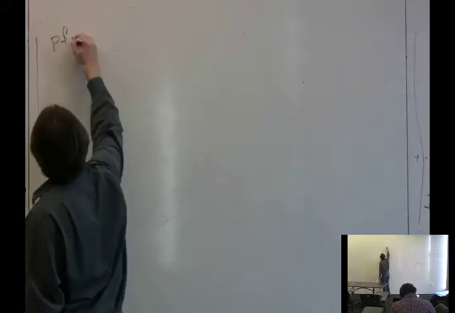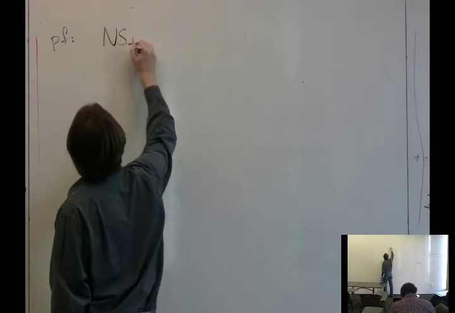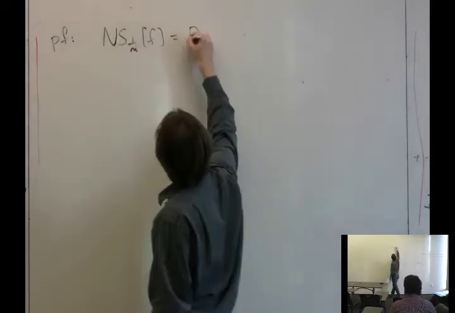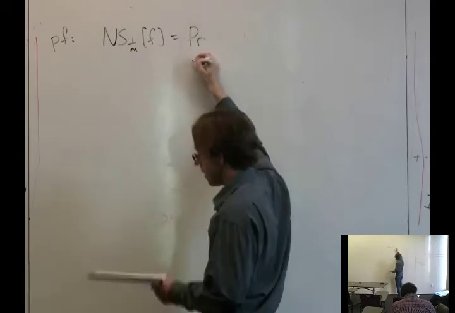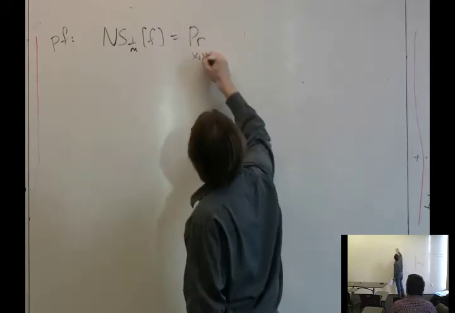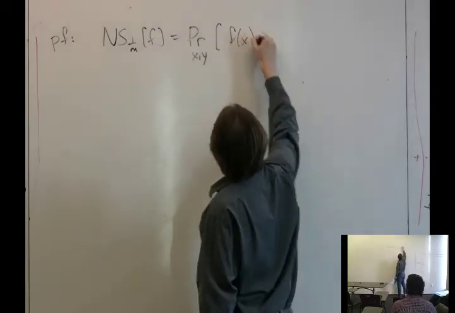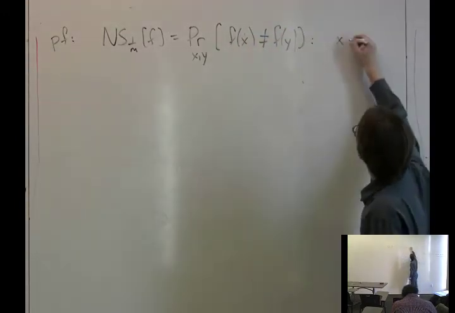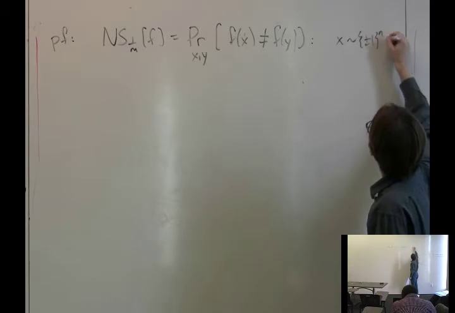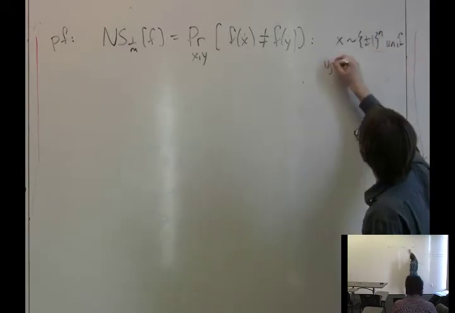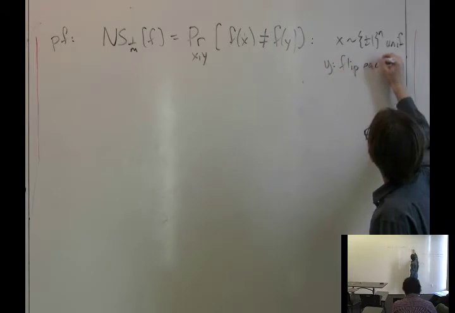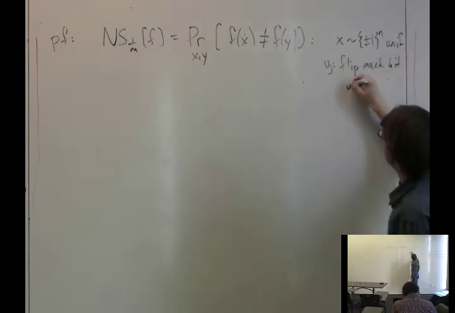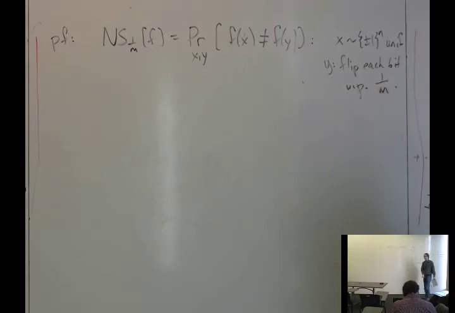All right, so let's fix m. And let's remember what we're reasoning about here. Noise sensitivity at 1 over m of a function f. By definition, this is the probability over x and y that f of x differs from f of y, where x is uniform, and y is formed by negating each bit of x with probability 1 over m independently for each coordinate.